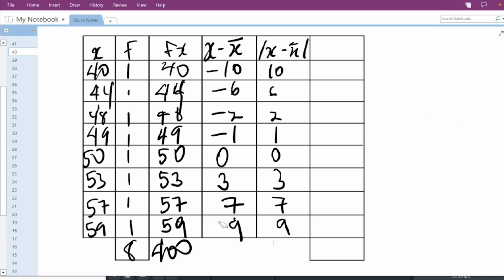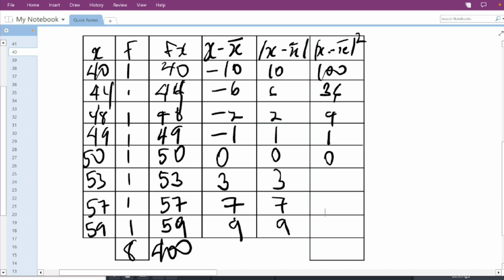On the next table, we have x minus x bar all squared. That means you square these values. 10 times 10 is 100. 6 times 6 is 36. 2 times 2 is 4. 1 times 1 is 1. 0 times 0 is 0. 3 times 3 is 9. 7 times 7 is 49. And 9 times 9 is 81.